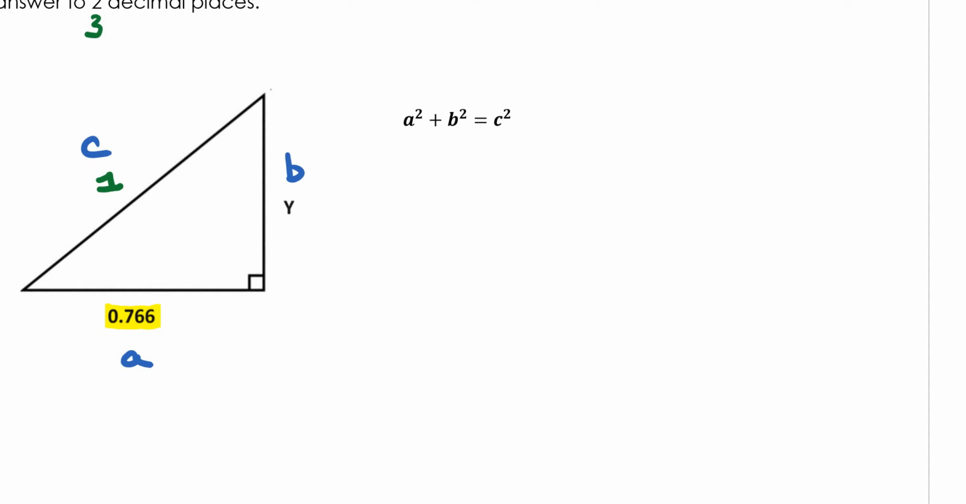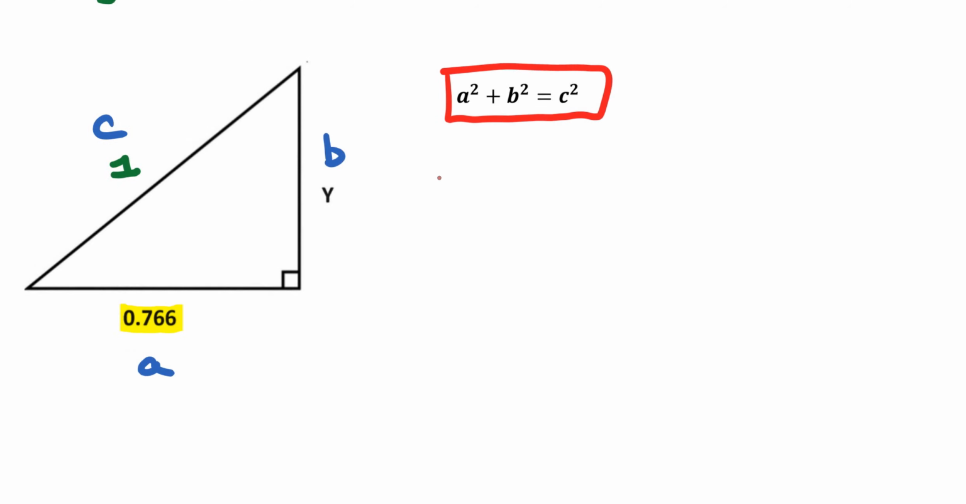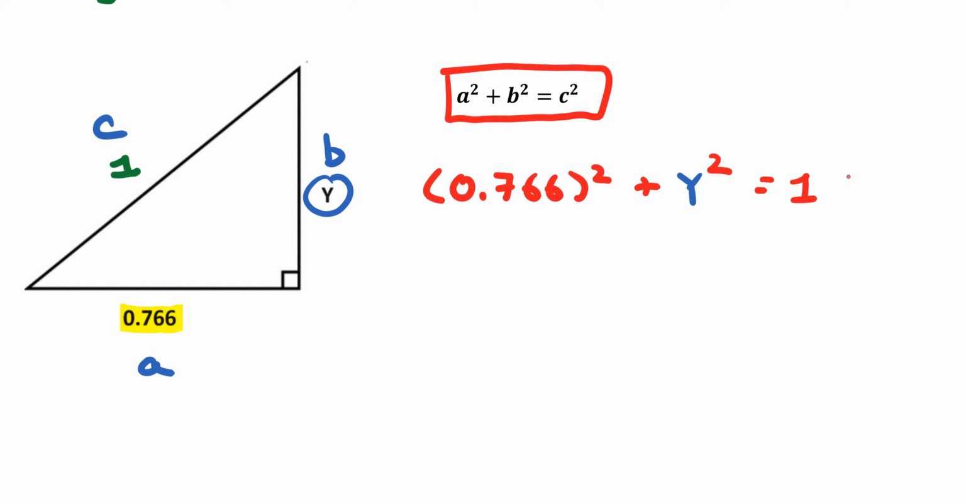So if I had to input this into the Pythagorean theorem, this would be bracket 0.766 squared plus b, which is technically the y, right? So I'll say y to the power 2 equals 1 squared. Okay, so now we're solving for the y variable. If I go to my calculator now and input this, you should get 0.587 plus y squared equals 1.